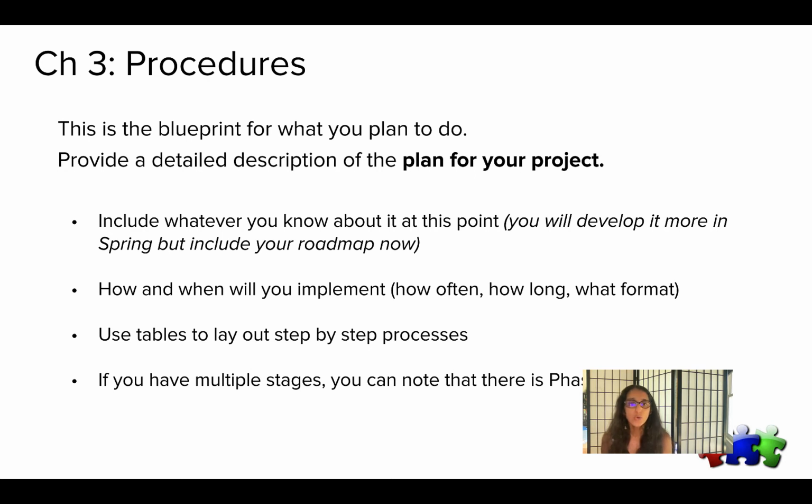So for now, you're going to really think through what you're going to do, include whatever you know now about your project. Very often in this semester, you're going to be coming up with the plan. When you actually do the project in the spring, there might be some shifts, there might be things that change, you might add things. You can come back to this section and flesh it out with what happens, but go ahead and put in what you know now. This section should include what the thing is that you're doing, how you're doing it, when you'll implement it, where you'll implement it.